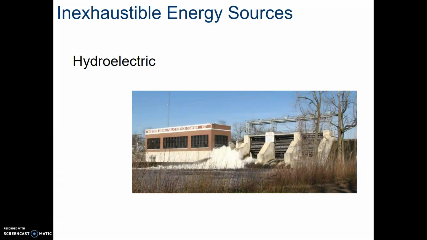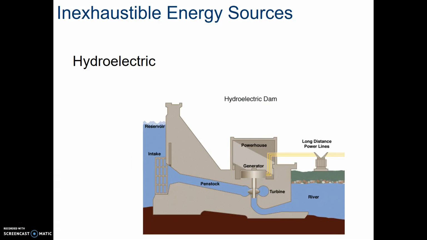Now, on the other hand, there's inexhaustible. This is something that will never go away. Hydroelectric. You're not going to stop the water cycle from happening. The water will evaporate, go to the mountains, fall down. That's going to happen forever. And so you can put up dams and create hydroelectric dams.